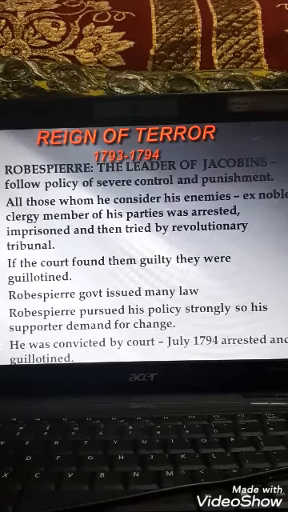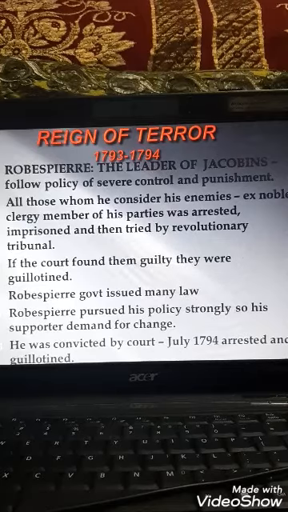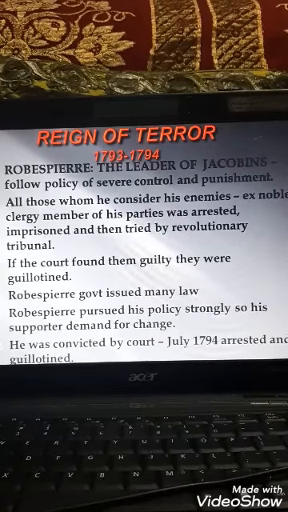Now, apart from that, we have also seen the church, which used to collect the taxes. The Robespierre government shut down the church, and the church building was converted to a barrack, where soldiers used to stay, or to an office.